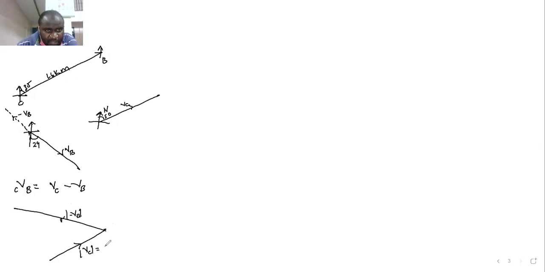The cruiser is moving at what speed? 17 kilometers per hour. The battleship is moving at what speed? 14 kilometers per hour. So this is 14, this is 17. The relative velocity of the cruiser to the battleship is going to act along this line. We need to get this angle. Because we know that this angle is 29, correspondingly, this is also going to be 29. Then 90 minus 29, that balance is going to be 61.